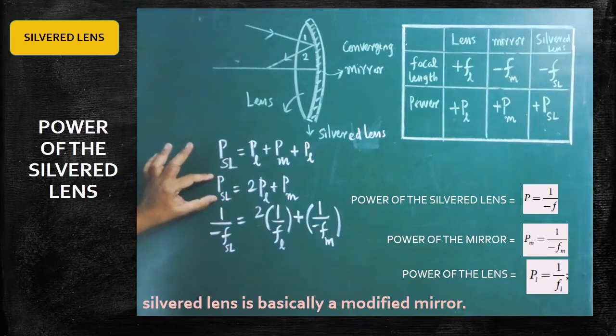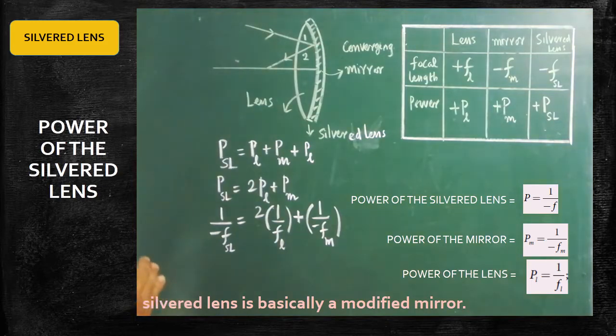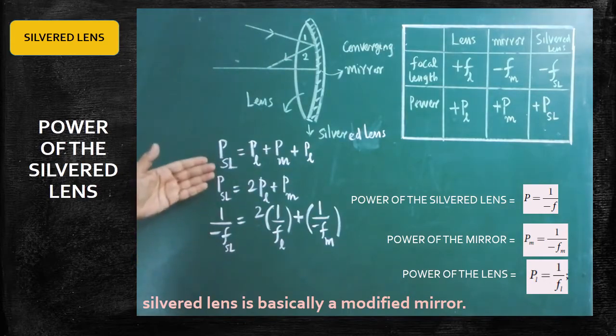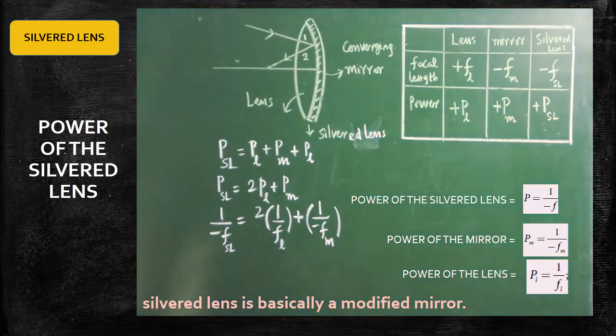Are you clear? On the whole, what this shows is that a silvered lens is the combination of a lens and a mirror. So you can use either this formula or that formula. This formula is very useful for calculating the power, and this formula can be used for calculating the focal length. Either one can be used, so power or focal length can be calculated. Very important formula here. Using this simple formula, we are going to do one problem also.